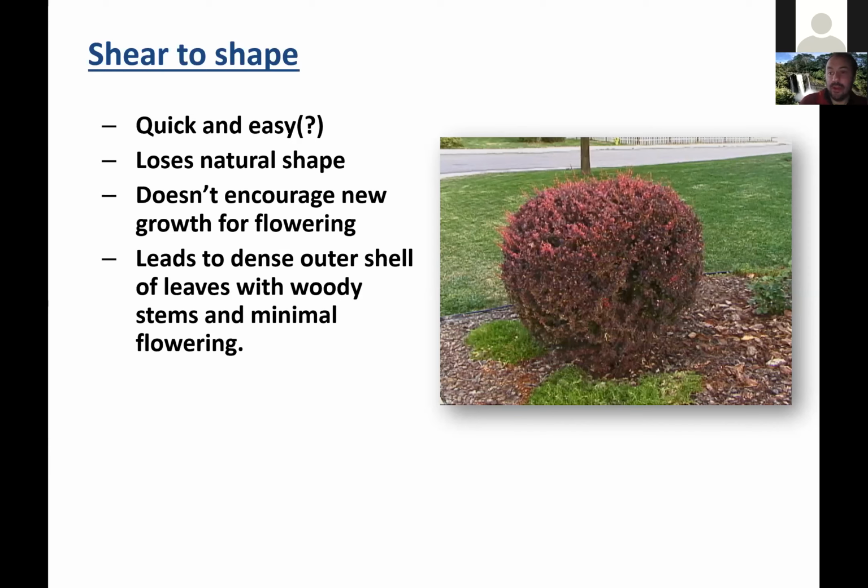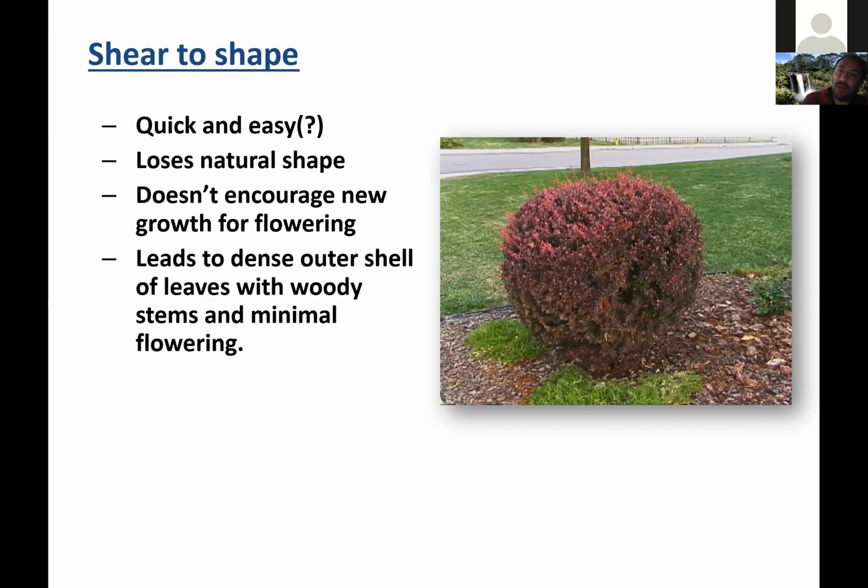It creates a very unnatural shape, for better or worse. It does not encourage new growth from flowering. You get that dense outer shell, with very little light reaching the interior of the shrub, so not a lot of new growth to be that vigorous flower growth. Plus, you're shearing off a lot of flower buds, especially if it's a spring blooming shrub.